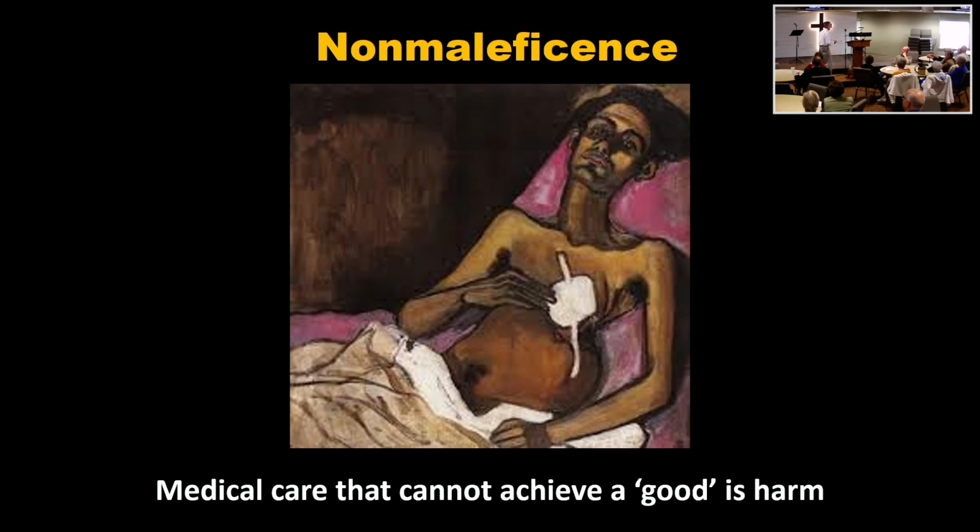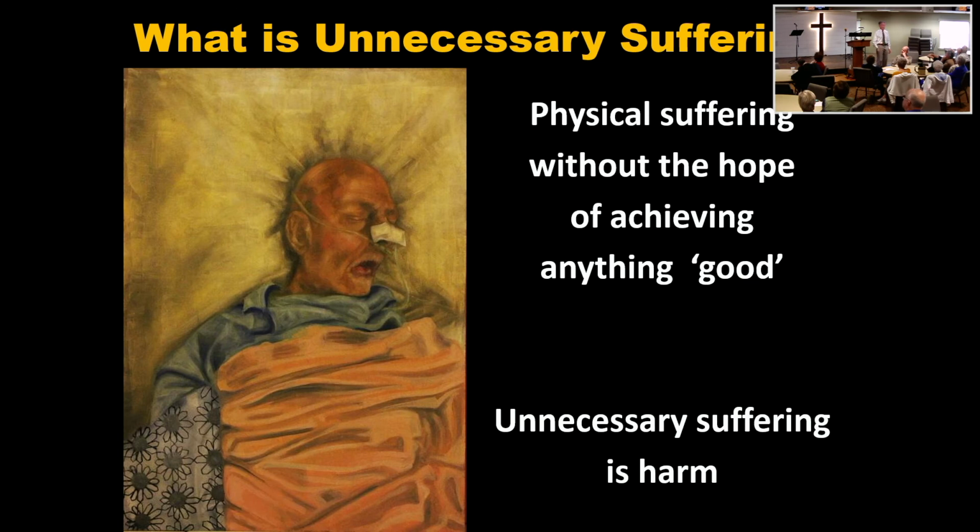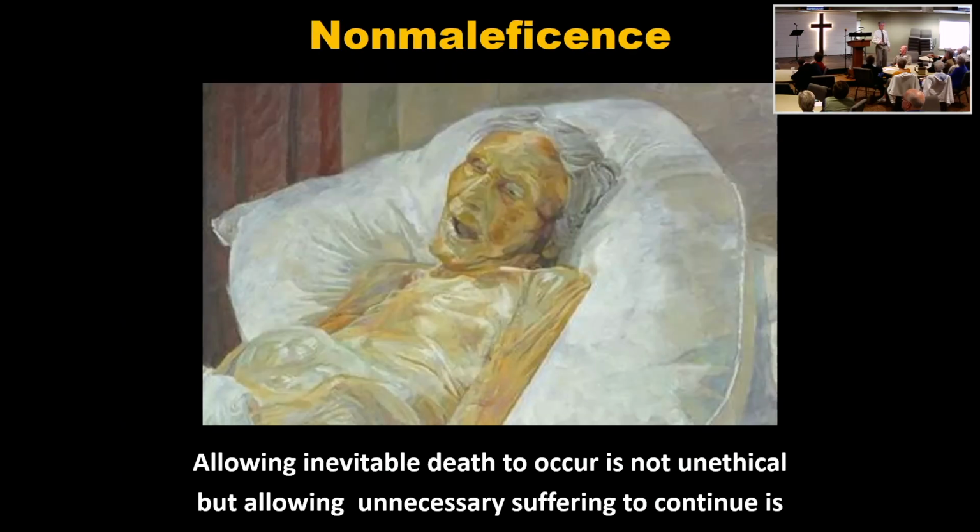Medical care that cannot achieve a good. If you cannot achieve a good, that means you're causing unnecessary suffering. That means it's harm. Doesn't mean punching people in the nose. It means keeping them alive or treating them unnecessarily. Remember what I said, physical suffering without hope of achieving a good. So unnecessary suffering is harm. So, allowing somebody to die who's going to die is not unethical. But to keep them alive and let them suffer unnecessarily is.